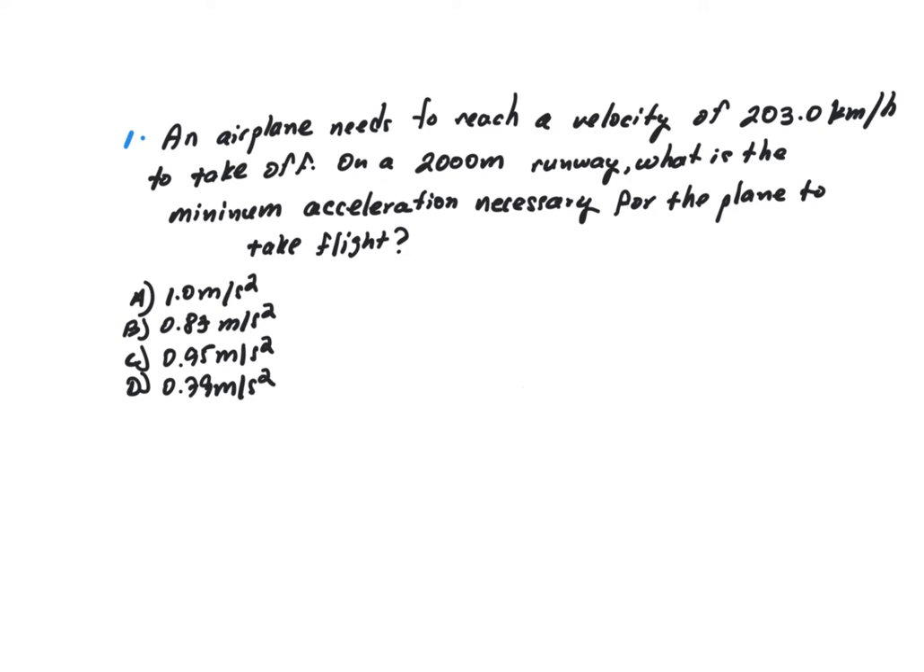Okay, so we're going to be moving on to work for chapter 2, question 1. Question 1 says, an airplane needs to reach a velocity of 203 kilometers per hour to take off on a 2,000 meter runway. What is the minimum acceleration necessary for the plane to take flight?